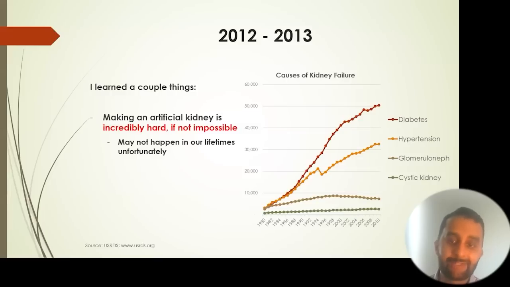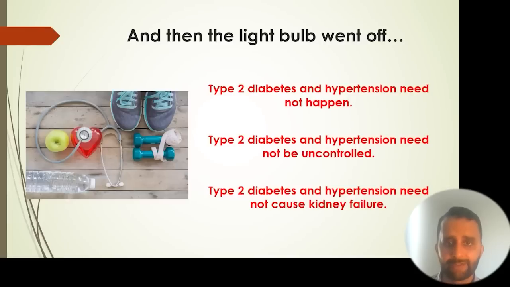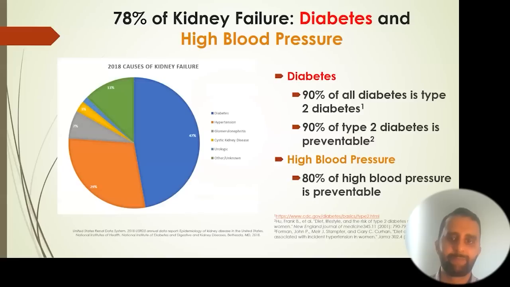At any rate, what I did learn, and as we talked about at the very beginning, is that the number one and number two causes of kidney failure are diabetes and high blood pressure. And then the light bulb kind of went off. Type 2 diabetes and high blood pressure need not happen. Type 2 diabetes and hypertension need not be uncontrolled, and they certainly need not cause kidney failure.